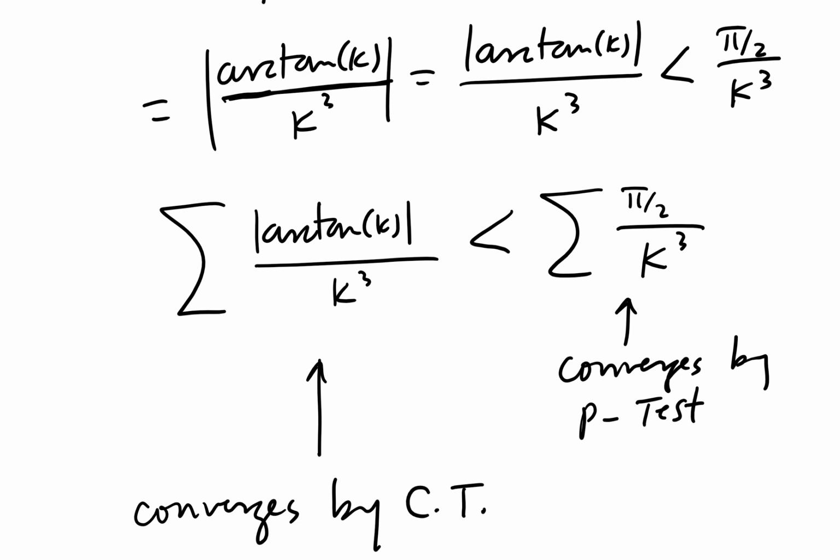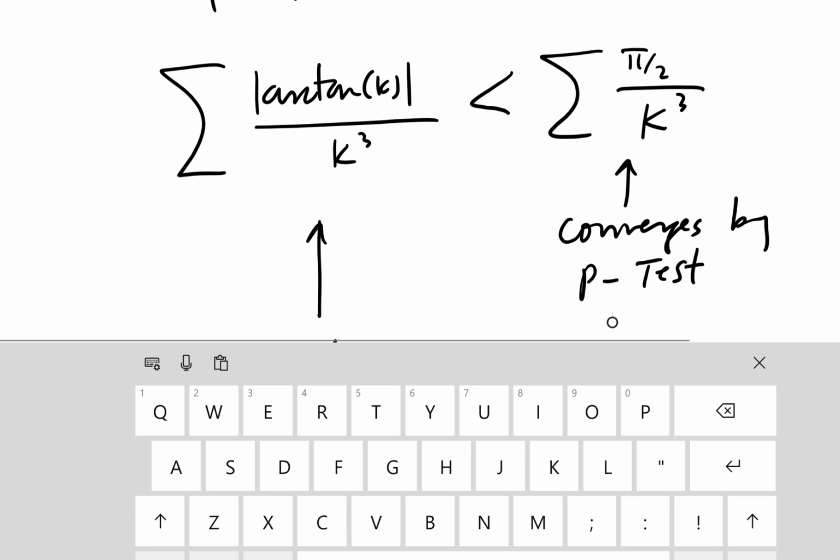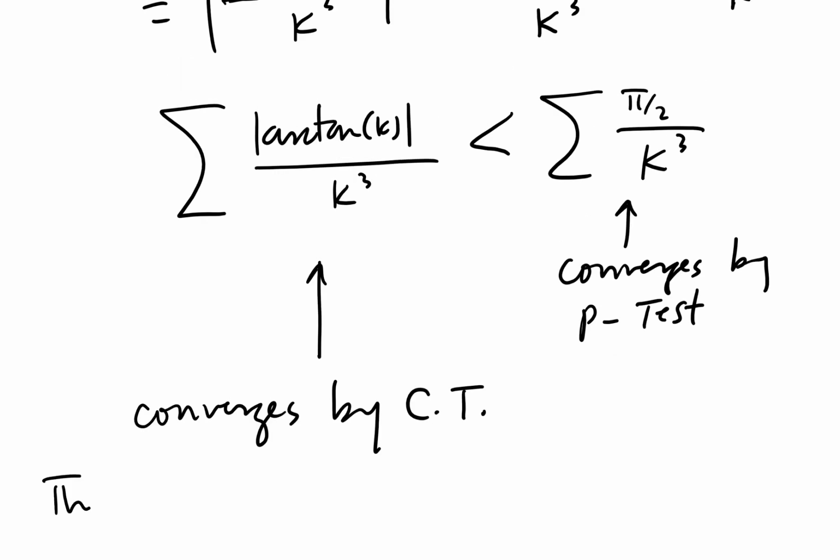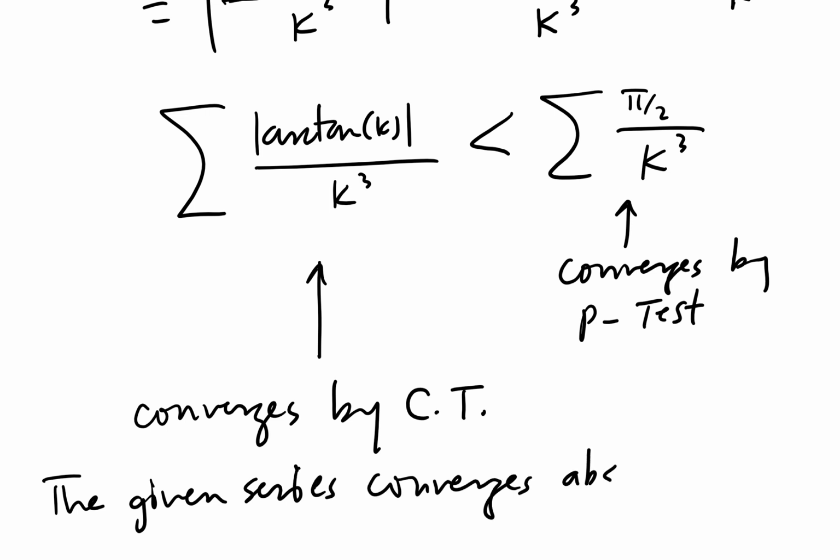So when I took the absolute value and I found it converges, then the given series what? The given series converges absolutely. And that's where we stop for that problem. If it diverges, you move on and then check AST and see if it converges or diverges.